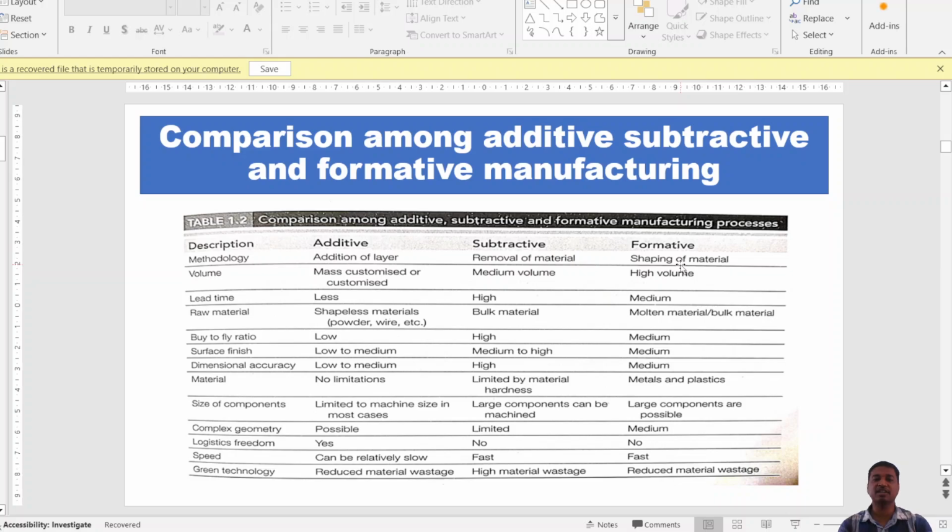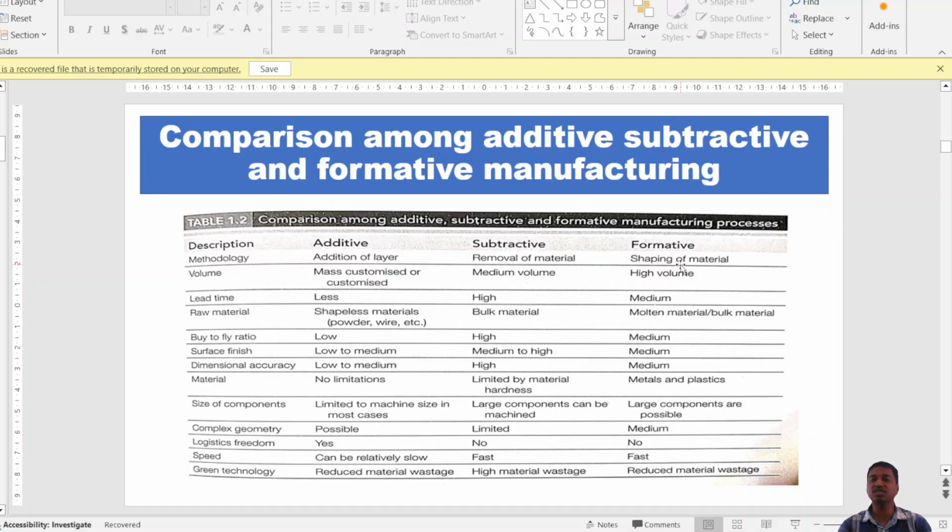Surface finish: in additive manufacturing, we can achieve low to medium. Subtractive, medium to high. And formative, that is medium. Dimensional accuracy we can achieve in additive manufacturing is low to medium. Subtractive dimensional accuracy is very high, and formative it is medium.